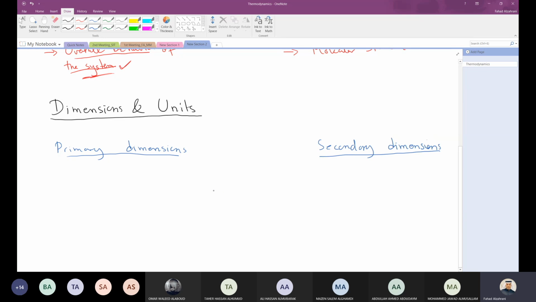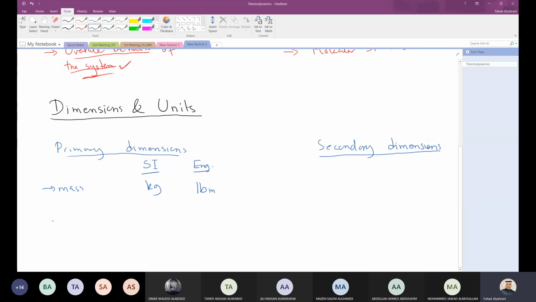What are the primary units? The primary units are simply the most basic units that exist, the smallest units possible. For example, mass. What is the unit of mass? Kilogram. This is what we call SI units, the International Standard of Units. In the British or English system, it is the pound mass.